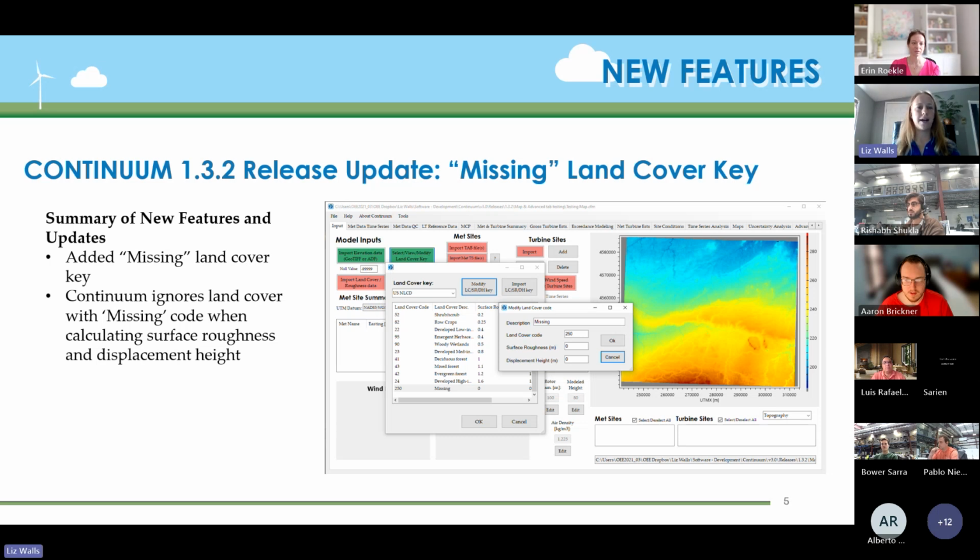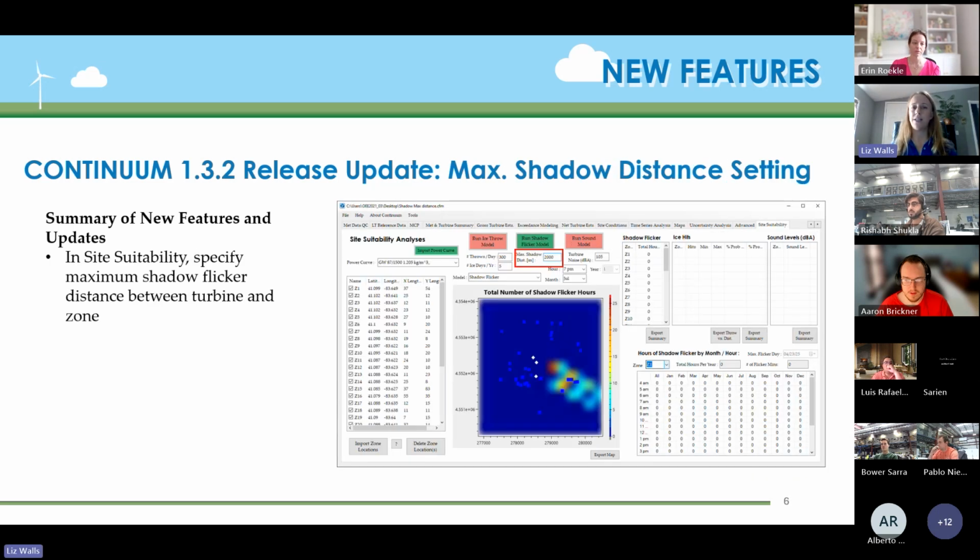The next new thing is related to the site suitability tab, more specifically when conducting shadow flicker modeling. We now have a maximum shadow distance setting. You can change the value in this text box here. It's set at 2,000 meters or 2 kilometers by default.